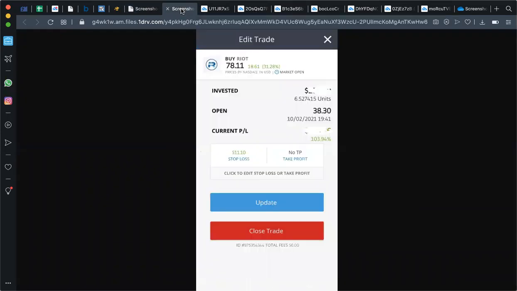Okay, the other one is not really a trade of the week, but it's been an investment I've been in for some time. I'm kind of in and out of it. My latest entry was at 38.30, and this is for Riot Blockchain.